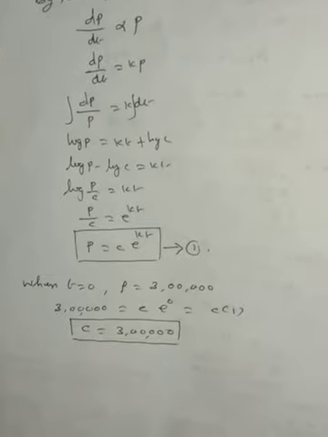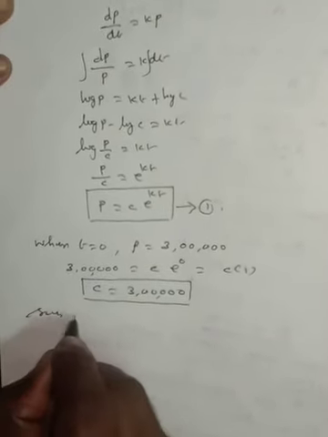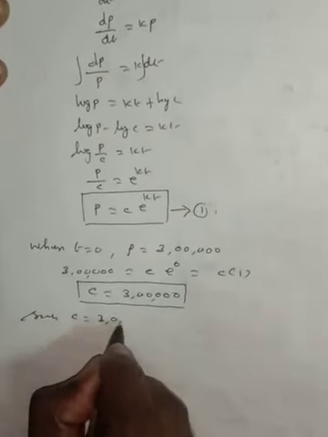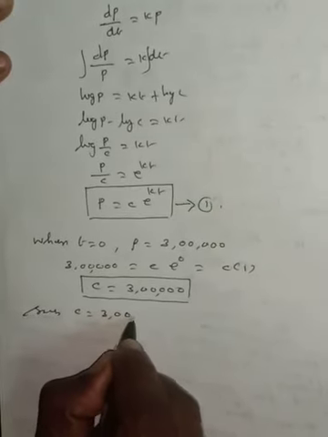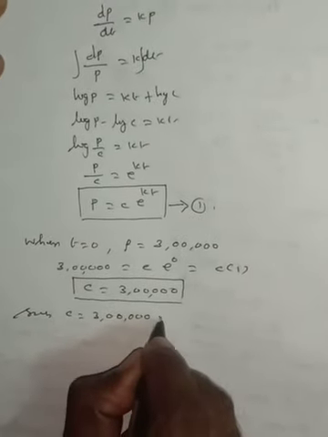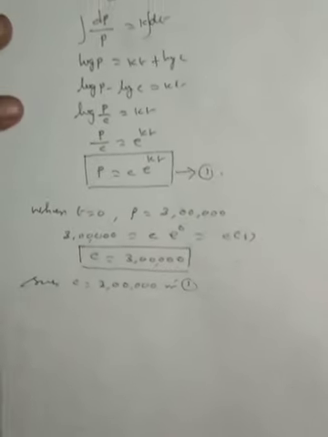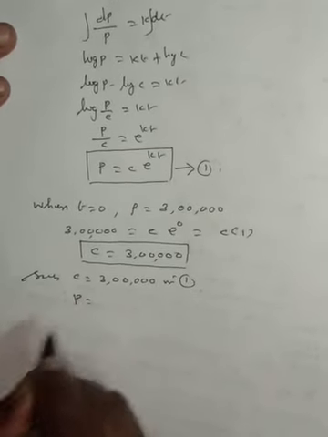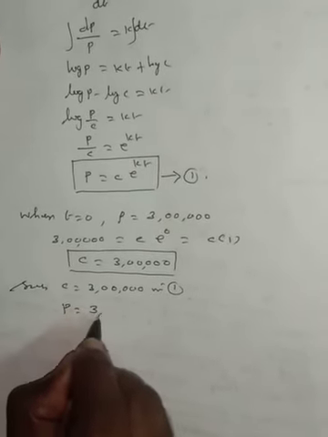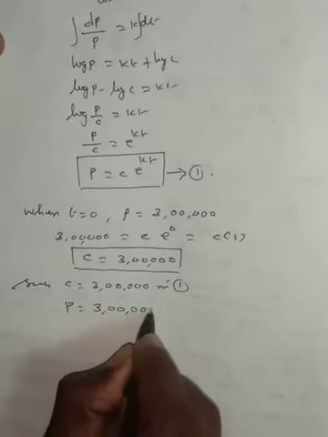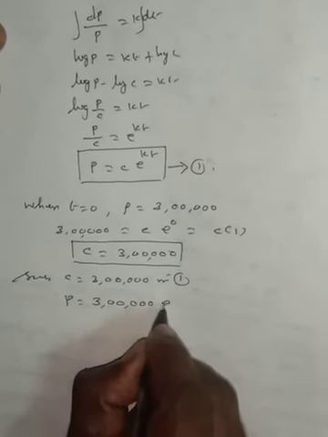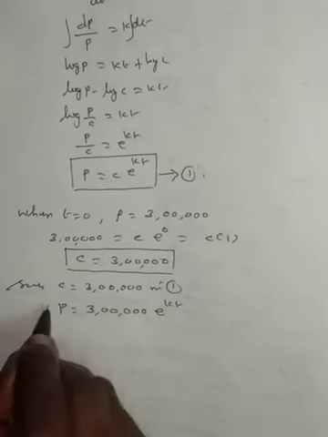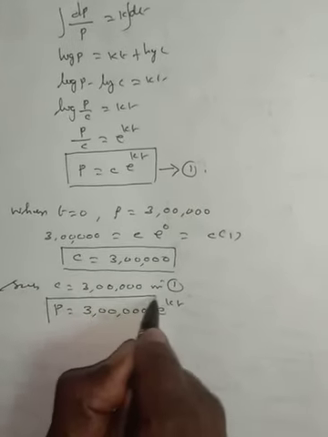Substitute C is equal to 3 lakhs in equation number 1. We have P is equal to 3 lakhs e to the power of kt. Number this as 2.